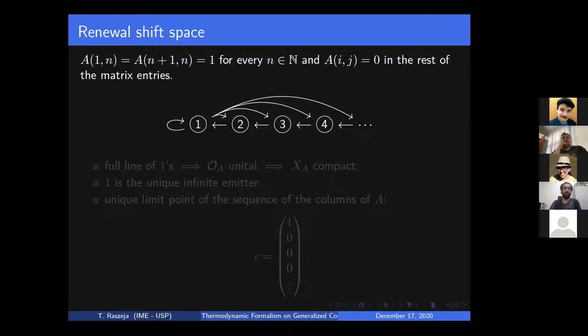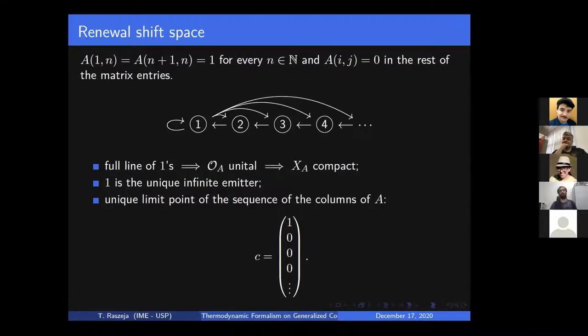For the renewal shift space, this is the symbolic graph as I told you. In this case, OA is unital, XA is compact. The infinity meter in this case is one. So every element in YA either ends in the word ending by one, or it is an empty stem. I represent it in next actually.